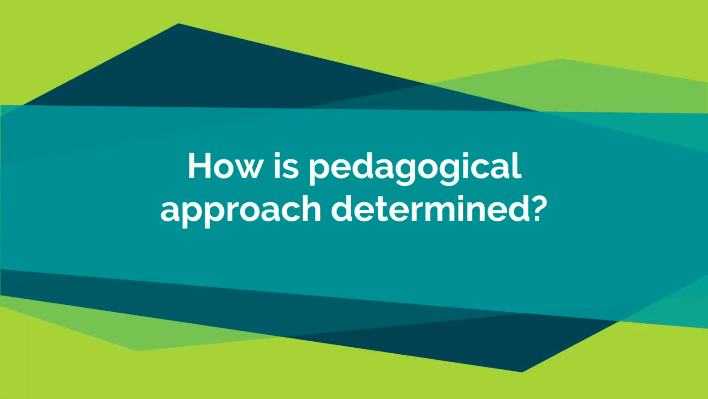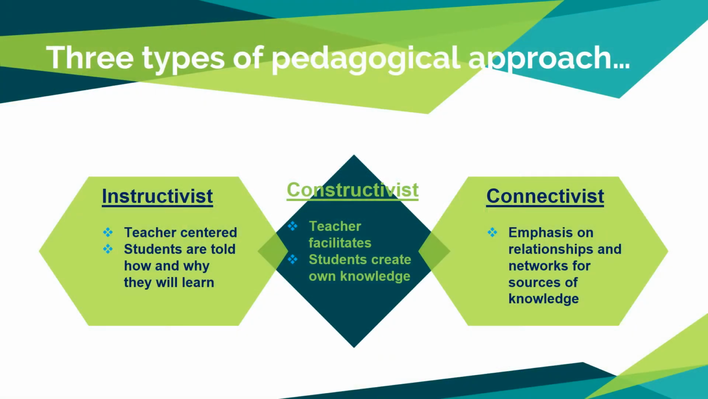How is pedagogical approach determined? There are three types of pedagogical approach. The first is instructivist, which is teacher-centered. The students are told how and why they will learn. The second is constructivist. This one is where the teacher is the facilitator and students create their own knowledge. The last is connectivist. Connectivist has an emphasis on relationships and networks for sources of knowledge.